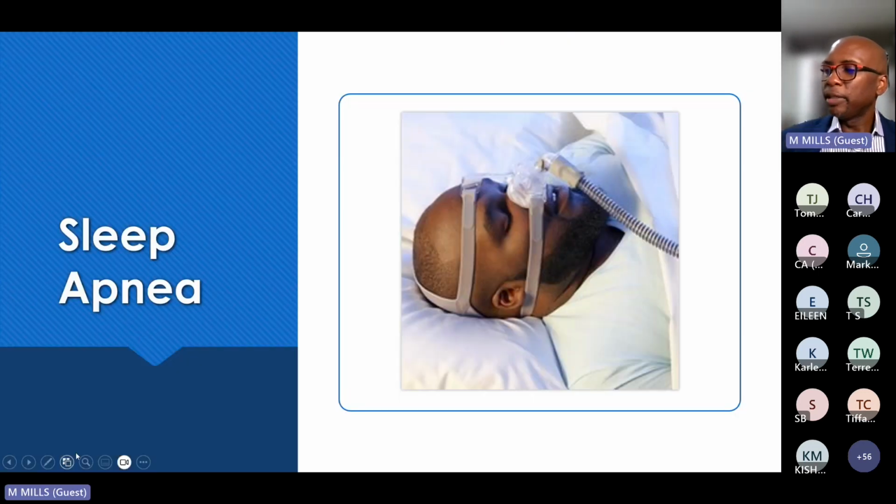Sleep apnea. So sleep apnea is a condition where individuals have their breath stopping basically during sleep, and sometimes they have daytime sleepiness, and snoring can be associated with being overweight or obese. And this mask is something that anyone who has sleep apnea will be familiar with. So a CPAP machine, which is worn at night to help with their breathing, is strongly associated with fatty liver as well as obesity.